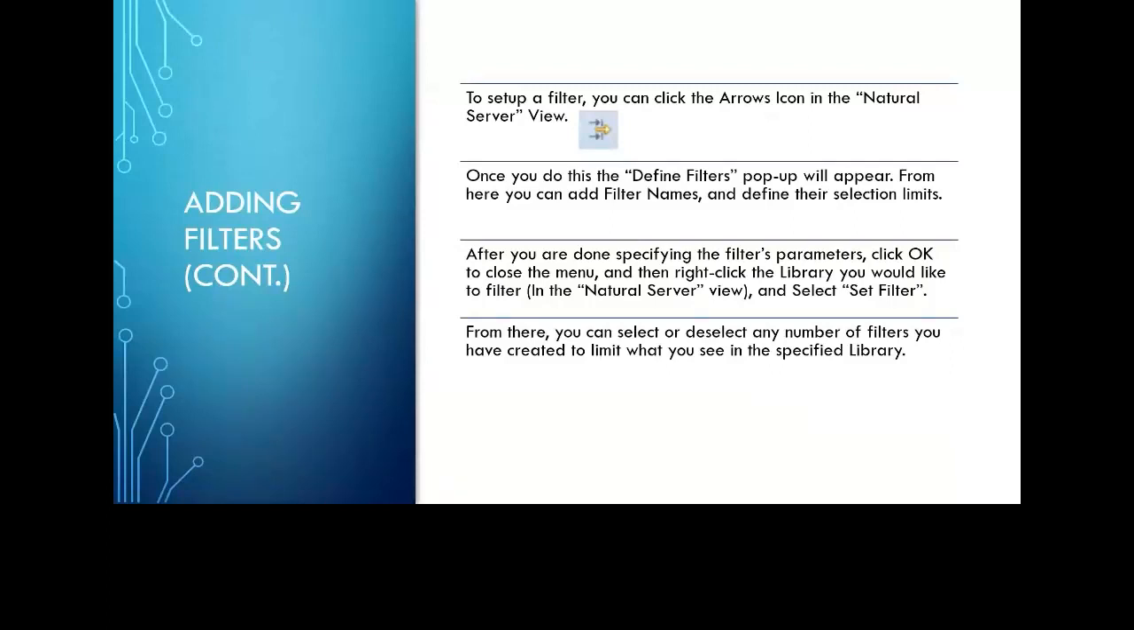so that you can kind of define things as you go down. To set that up, you'll see this arrows icon in the natural server view. It's pretty much right next to that computer icon that we listed before. And once you do this, the define filters pop-up will appear. You can add the filter's name and then define the selection limits. After you're done specifying the filter parameters, you can click OK. It'll close that menu, and then you'll right-click any library you want to add the filter to and select Set Filter.